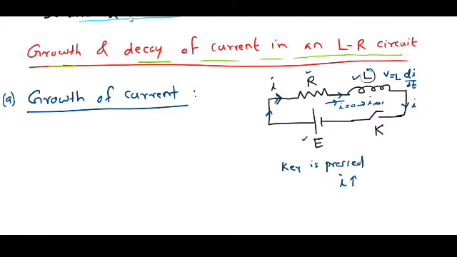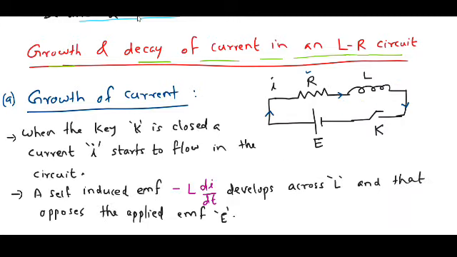That is the story here. That is, I have written here, when the key is just closed, a current I starts to flow in the circuit. That current is I, this I. That is why the title is growth of the current.